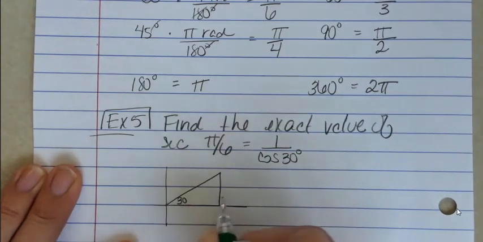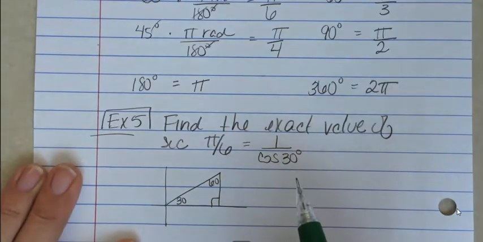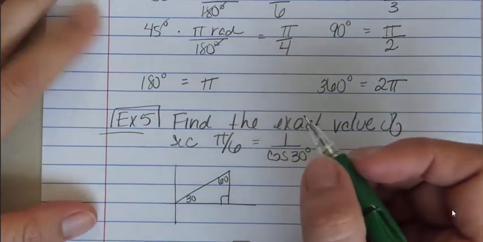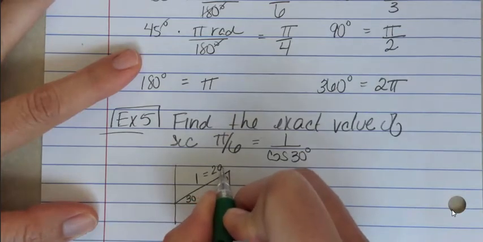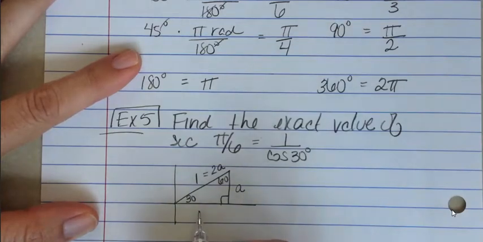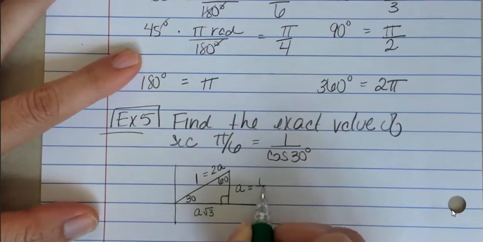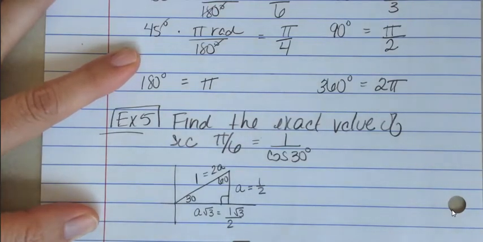Okay. So if I think about a 30, 60, 90 triangle, well, if I think of this as being the unit circle, then my hypotenuse is going to be 1. And on a 30, 60, 90, the hypotenuse is always equal to 2a. And then the side opposite the 30-degree angle is known as a. And then opposite the 60-degree angle is a root 3. So this means that a is going to be 1/2. And then a root 3 will be root 3 over 2.